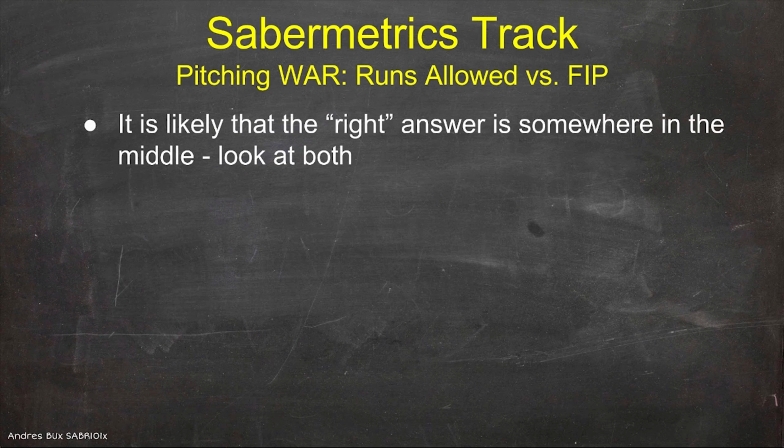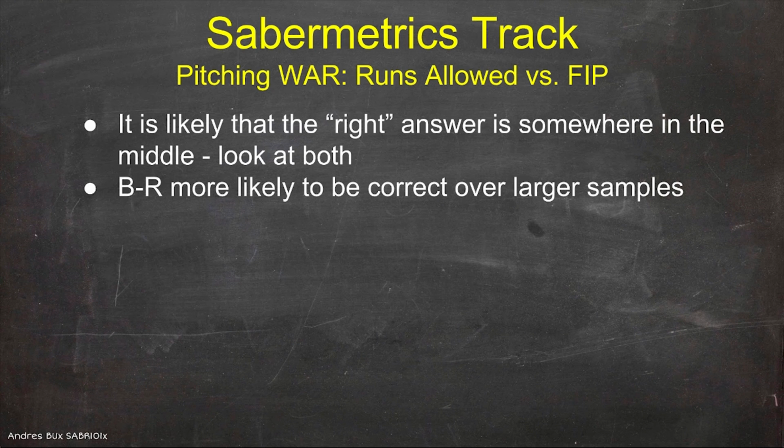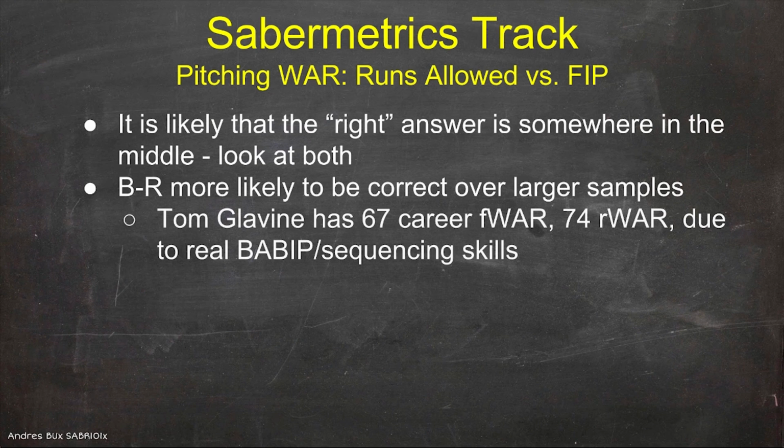Now, what is the right answer? The right answer is to sort of look at both. You want to see both what Baseball Reference is doing to pitcher WAR and what Fangraphs is doing to pitcher WAR. Baseball Reference is probably a little bit better over larger samples. So for example, over a large sample, over a career of Tom Glavine, Fangraphs WAR is actually lower than Baseball Reference WAR. There are probably some skills that Tom Glavine had that didn't show up in his strikeout rate, his walk rate, and his home run rate.